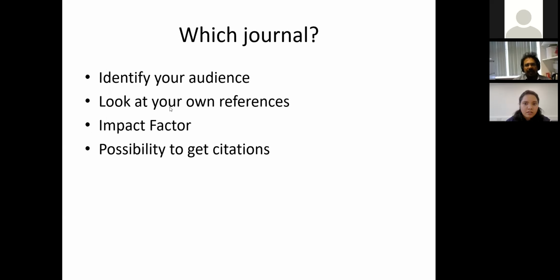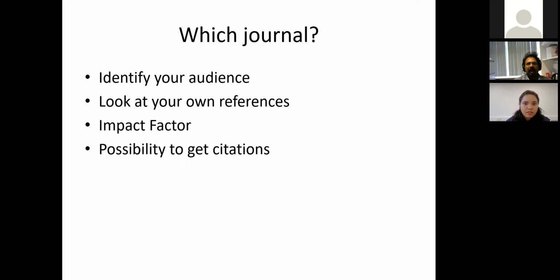So after that, you can decide which journal. You identify your audience. Who will read your paper? Is it a general paper published in, for example, the American Chemical Society? It has a wider audience, or would you go to ACS Catalysis, because most of the readers will be working in the catalysis area? So you need to decide where your paper would get more attention. You need to identify your audience, like a movie, okay? And look at your own references. That will give an idea about where you would publish.